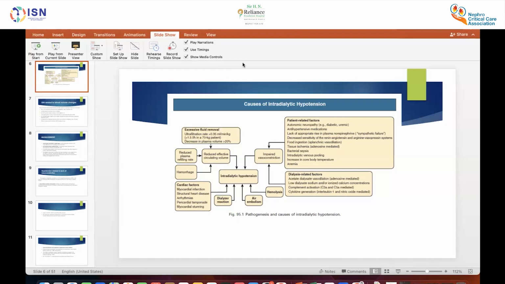So when you are giving 5% dextrose, that will be distributed as water, since it is C6H12O6, correct?